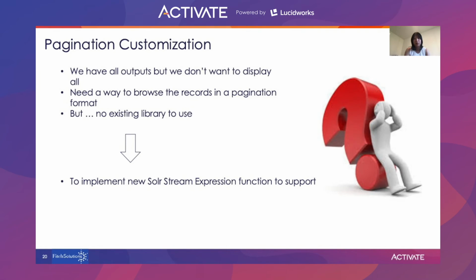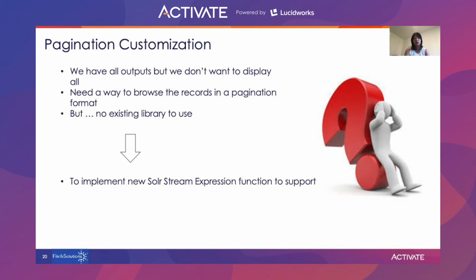We are happy that we implemented the streaming expression to produce the output we want, but our client can't display it all due to performance concerns. They want to be able to browse the records in a pagination format, but we searched all the Solr versions. No such thing. What should we do? Go back and re-engineer it?